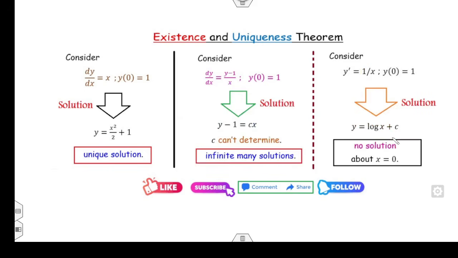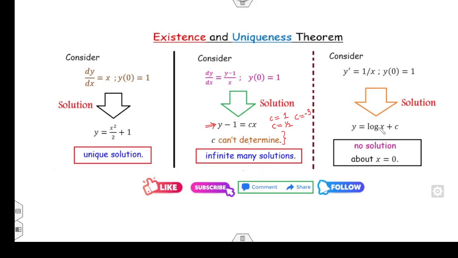Fine. So that means whenever you are unable to determine the value of the c, you will get infinitely many solutions, because for different values of c, if you choose c is equal to 1, that is also a solution. If you choose c is equal to half, that is also a solution. If you choose c is equal to minus 3, that again is a solution.